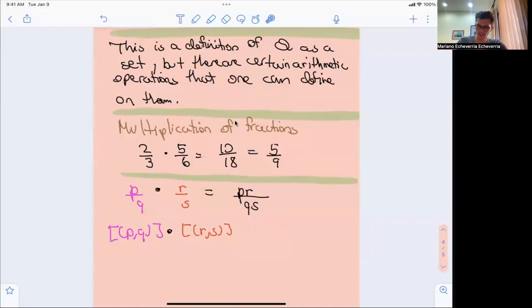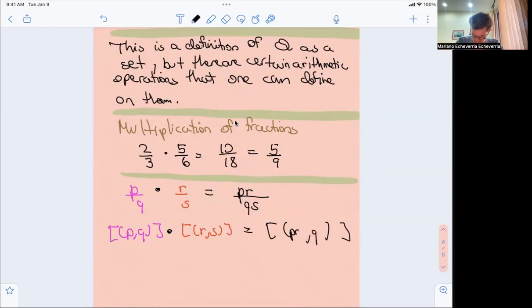So when you have two rational numbers, their product gives you a rational number, right? So for this to work, I should set that equal to an equivalence class of something, right? Of a pair. Anyone want to guess what I should put in the first entry? What should I put here? Yes. Good. PR. And what should I put in the denominator? Just QS.